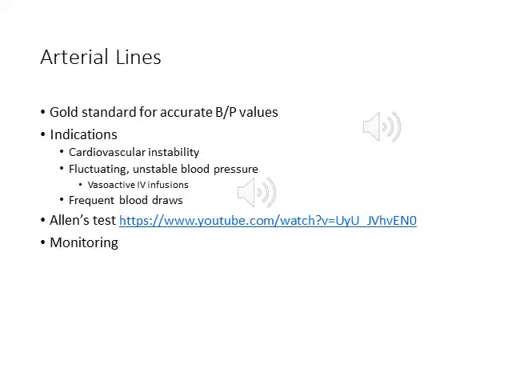Arterial lines, they're the gold standard for accurate blood pressure values when depended on for making therapeutic decisions in patient care. Arterial lines measure systemic blood pressure. Placement is typically in the radial artery, and occasionally it's placed in the femoral artery. Indications include cardiovascular instability that will typically cause fluctuating or unstable blood pressure.